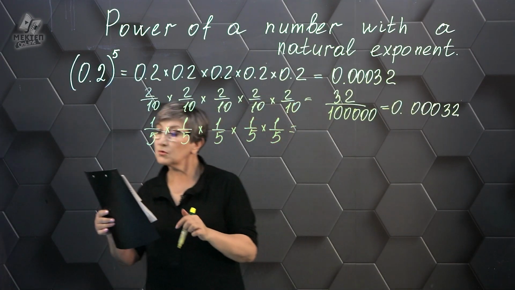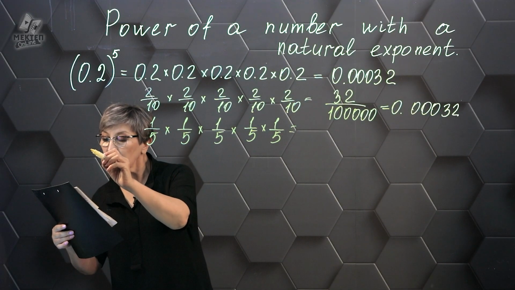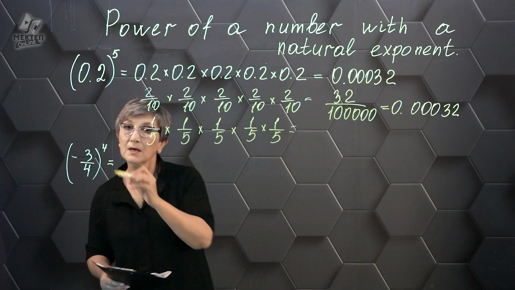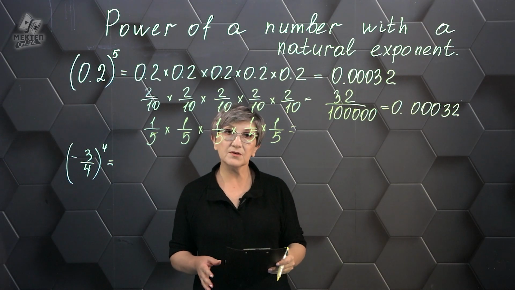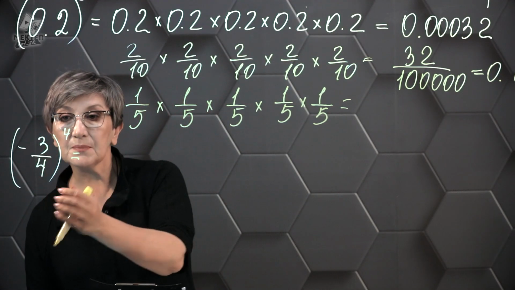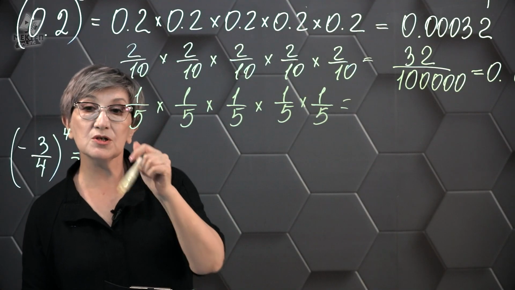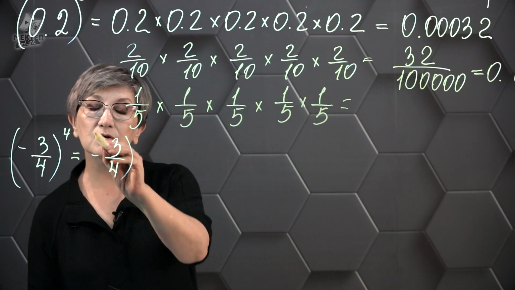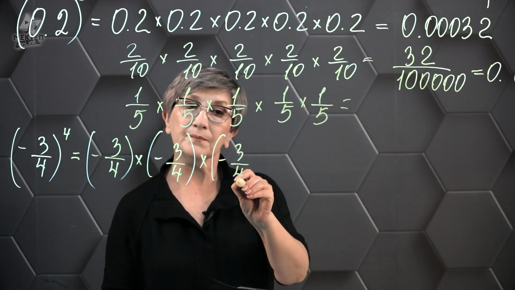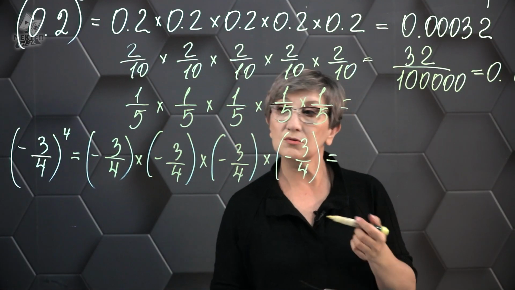Next example, we need to calculate the following number: -3/4 to the 4th power. Let's look again at the notation of the number we're raising to the 4th power. In this record, we need to multiply -3/4 by itself 4 times, and then -3/4 times -3/4, multiply by -3/4, and then multiply by -3/4 again. This will result in the answer below.